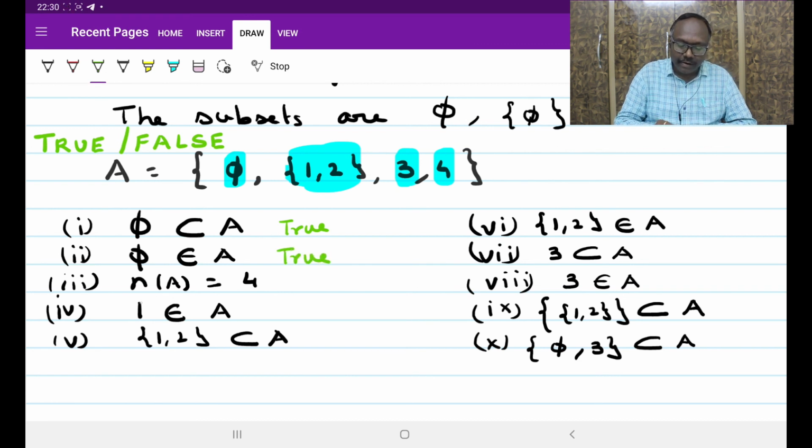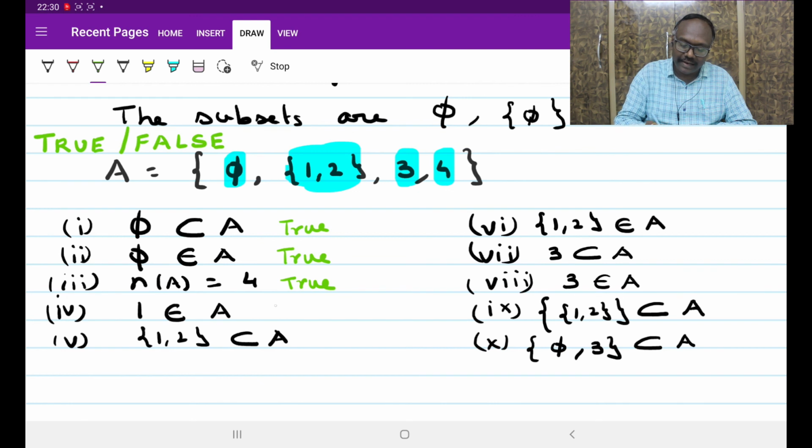Then the number of elements in set A is equal to 4. So we could clearly see that there are 4 members. So the answer is n of A equal to 4 is true. Right. Then 1 belongs to A. Is 1 a member of A? Belongs to means member. So is 1 a member of A? So here we could observe that there is no member which is 1. It is a member which is 1, 2 in braces.